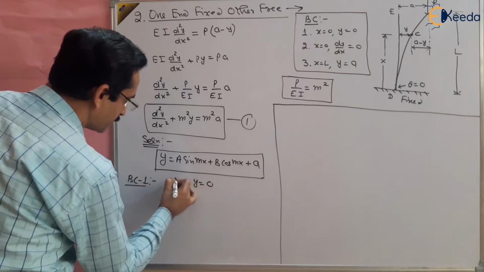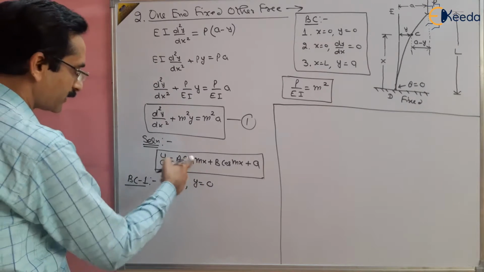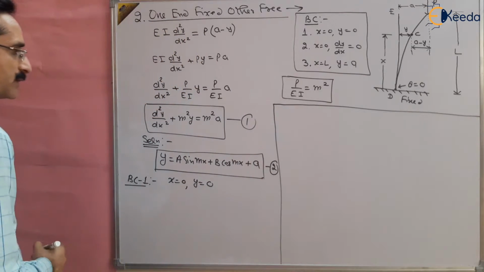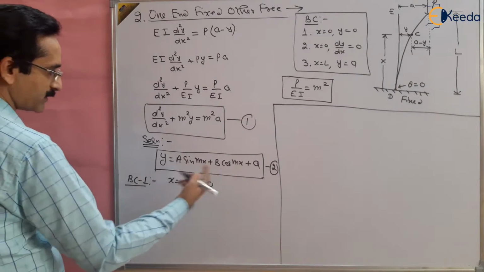In that case, y is equal to 0. When x is equal to 0, that point deflection is 0. Y is equal to 0. Put in this equation number 2, and you will get one of the constants.